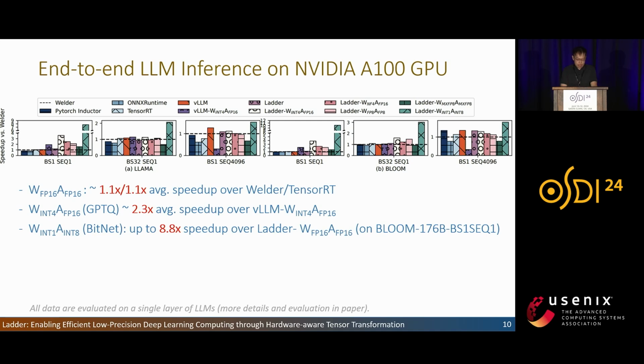We evaluated LLM inference with real-world low-precision data types on NVIDIA A100 GPU. Ladder achieves 10% speedup over the state-of-the-art compiler Welder and the state-of-the-art inference library from NVIDIA, TensorRT. When comparing on the widely used W-int4A-FP16 in GPTQ, Ladder achieves 2 times speedup on average over vLLM. When comparing on the latest W-int1A-int8 in BitNet, only Ladder can support this case, with 8 times speedup over FP16.